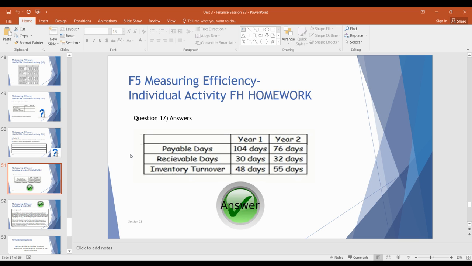So it's 104 in year 1 and 76 in year 2. Receivables, 30 days in year 1, 32 days in year 2, and inventory 48 days in year 1 and 55 days in year 2. So what does this actually mean?